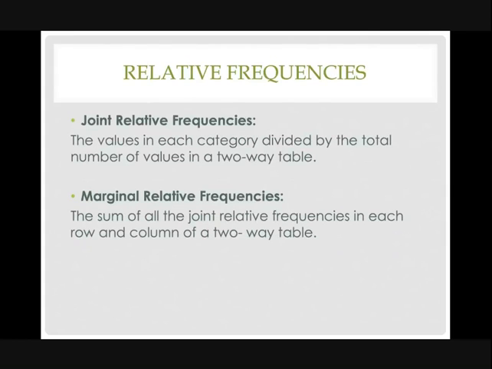Joint relative frequencies: the values in each category are divided by the total number of values in a two-way table. Marginal relative frequencies: the sum of all the joint frequencies in each row and column of a two-way table. So essentially, we're computing the percentage for the overall. So it'll be represented as a decimal, and in the bottom right-hand corner, all sums will add up to 1.